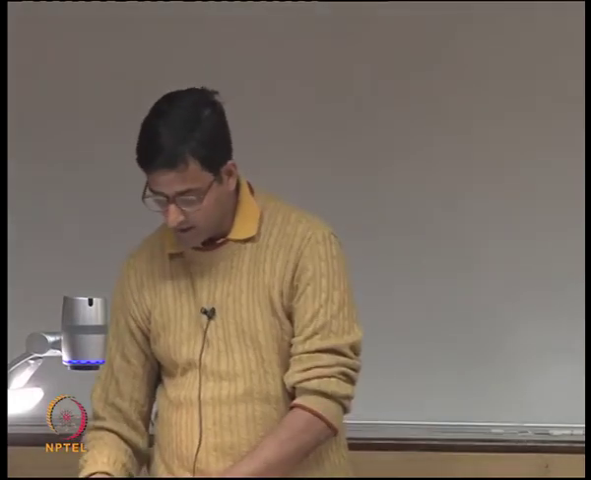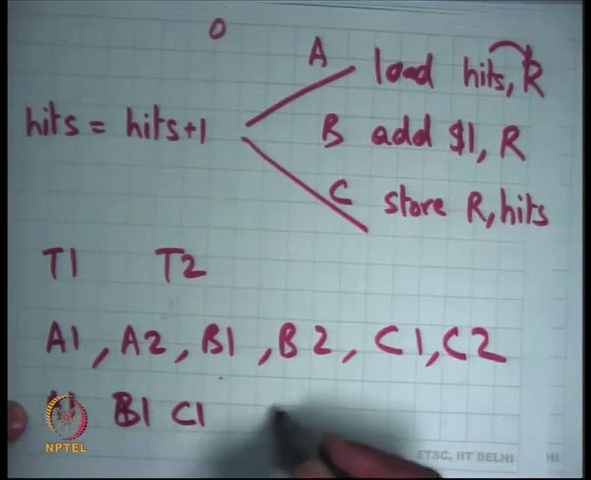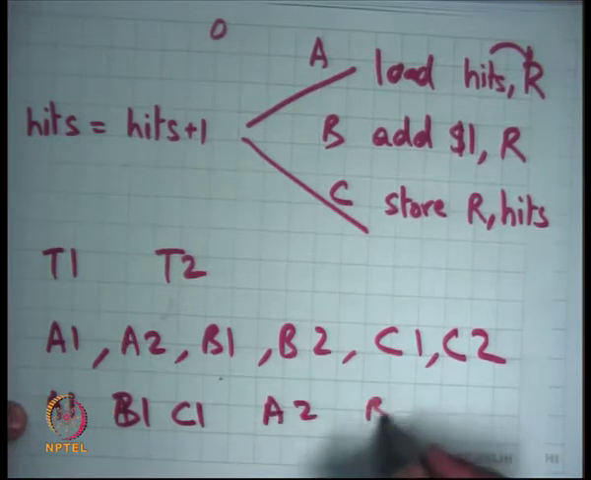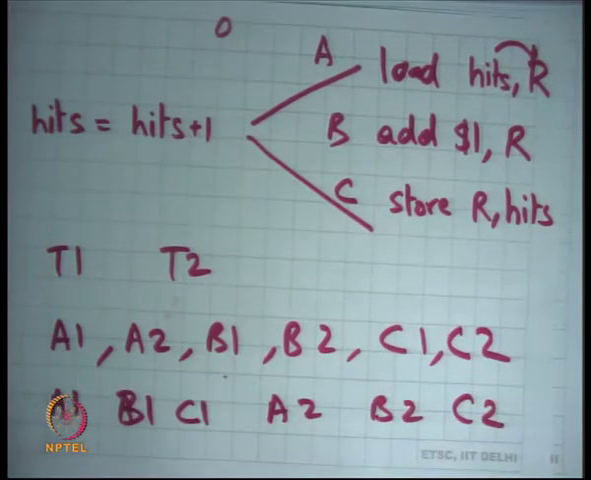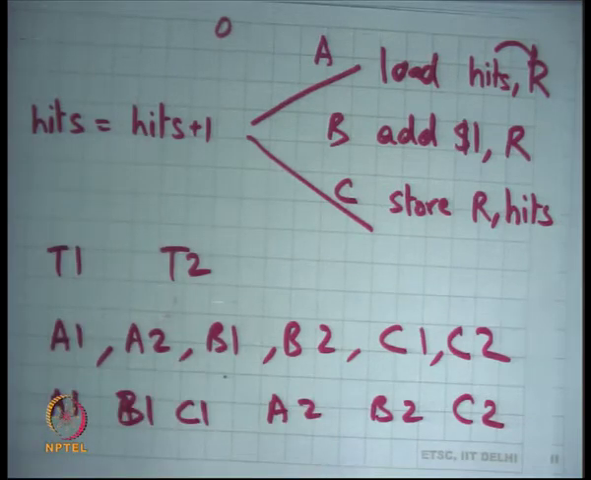On the other hand, if you had A1, B1, C1, A2, B2, C2, then the value would have been hits is equal to hits plus 2, right? So the final value is schedule dependent firstly, so it's a race condition again, and some of these values are incorrect. What the correct value probably should have been is hits is equal to hits plus 2, because of the 2 requests that have happened.